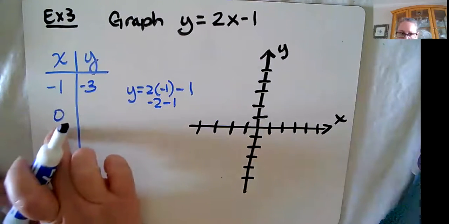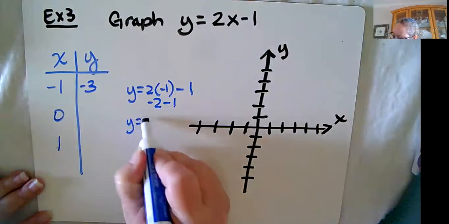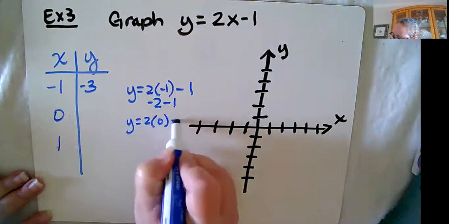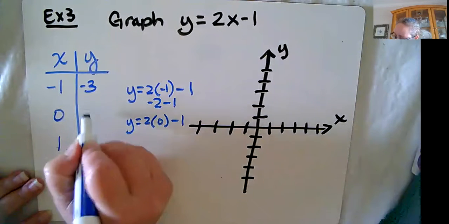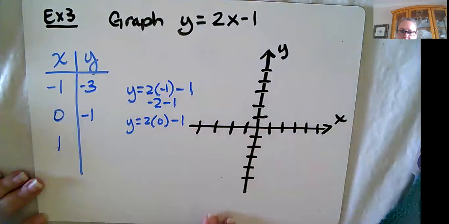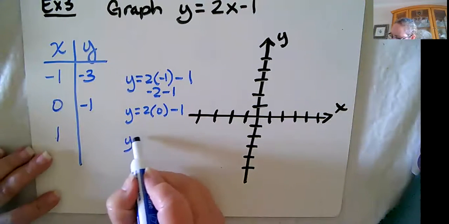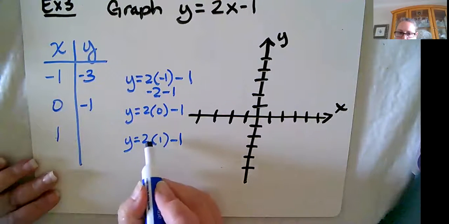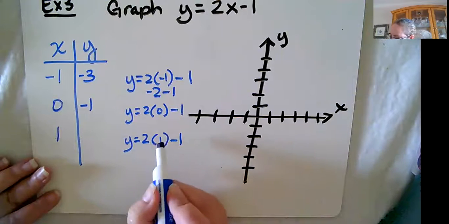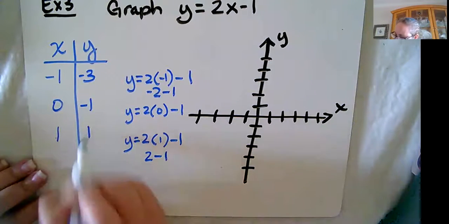Now we're going to take this x value and plug it into that equation. y equals 2 times 0 minus 1. Well, 2 times 0 is just 0. 0 minus 1 is -1. Then we take our last x value, which is 1, and plug it in. 2 times 1 minus 1. And we simplify. 2 times 1 is 2. 2 minus 1 is 1.